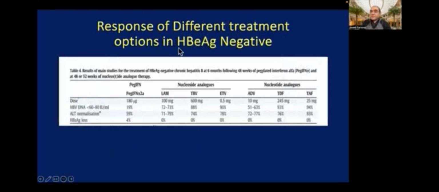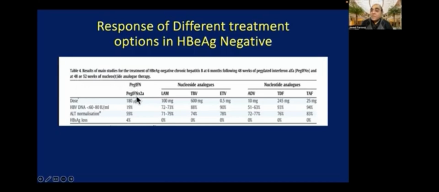Response of different treatment options in HBe antigen negative patients. This will be important, so I will share it with you. These are the dose, the viral load, ALT normalization, and HBe antigen loss with pegylated interferon alpha 2A, which is given at 180 microgram. In 19% of the patients, the HBV DNA level becomes less than 60 to 80 units. And these are the results of main studies for treatment of HBe antigen negative chronic hepatitis B at 6 months following 48 weeks of pegylated interferon and at 52 weeks of nucleoside.